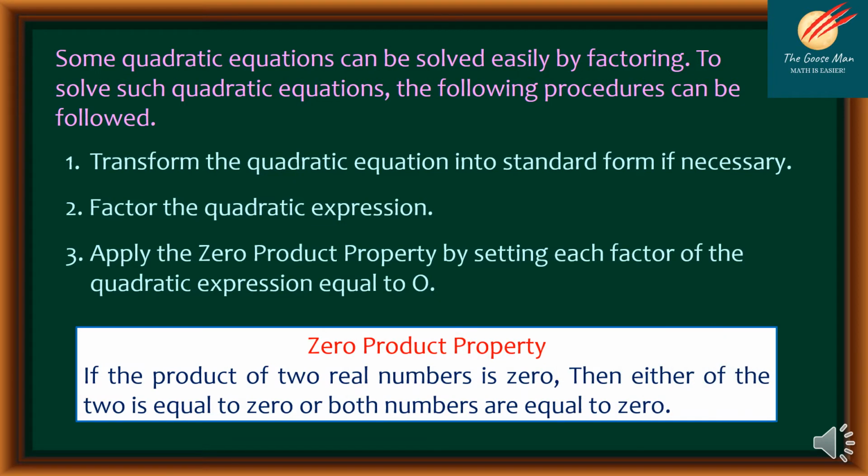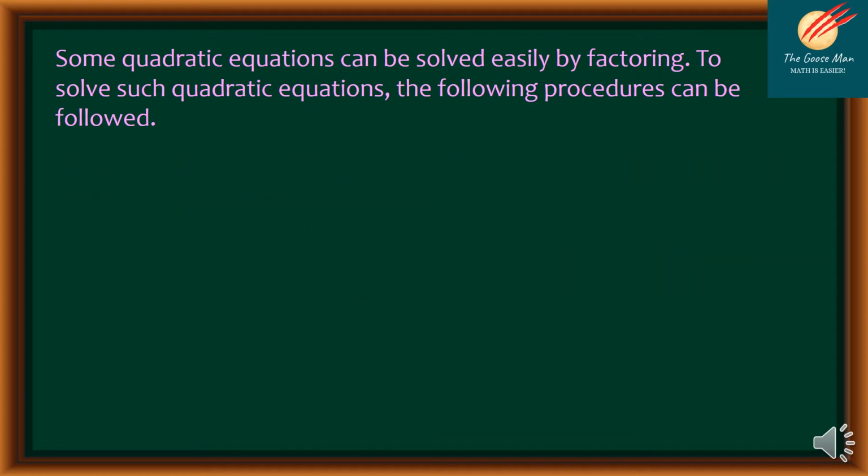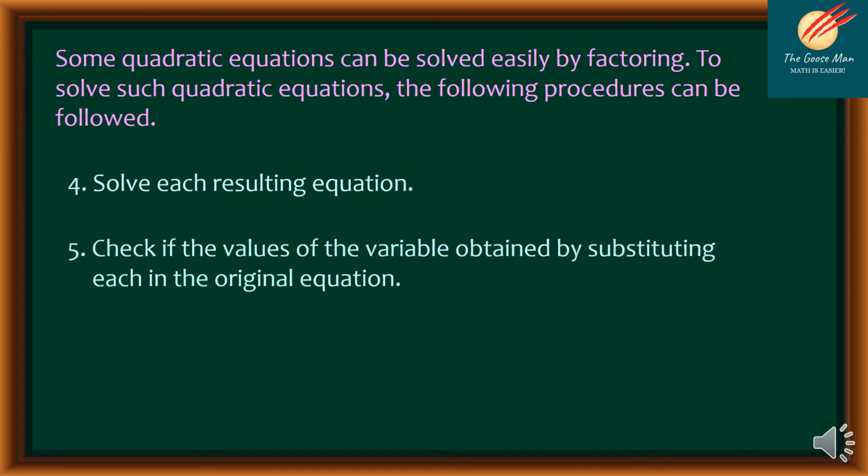If we will recall, the zero product property is if the product of two real numbers is zero, then either of the two is equal to zero or both numbers are equal to zero. So number four is solve each resulting equation. And finally, check the values of the variable obtained by substituting each in the original equation.